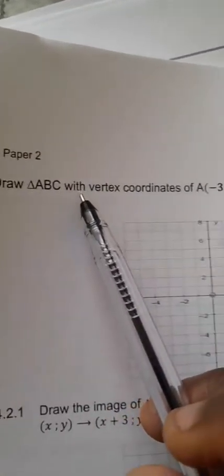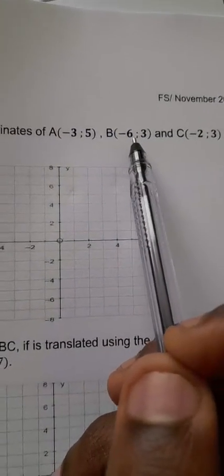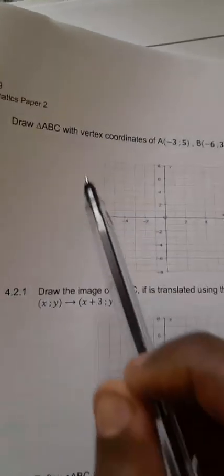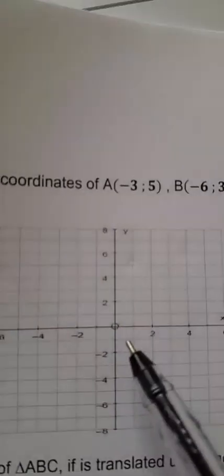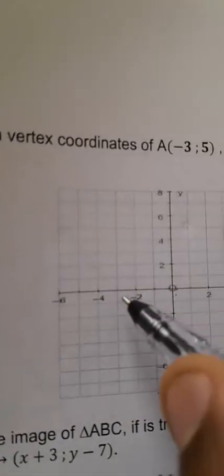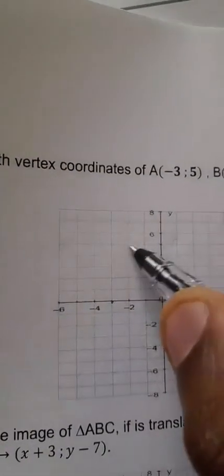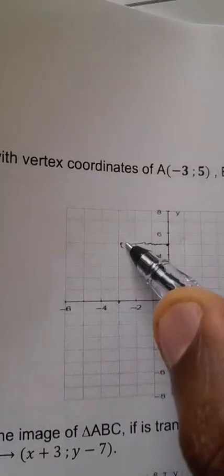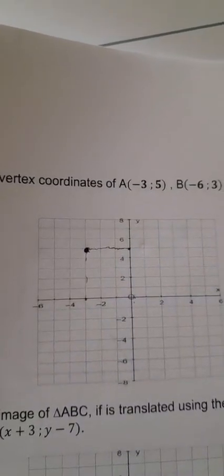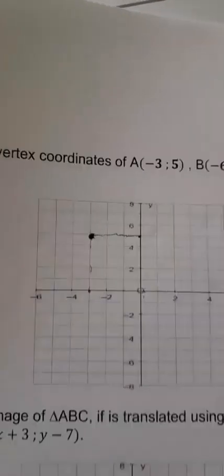Look at this. Draw a triangle ABC with vertex coordinates of A minus 3 and 5, B minus 6 and 3, C minus 2 and 3. Draw. So let's draw A minus 3 and 5. Where's X? That's negative 3. It's here. Where is 5? That is Y. We are here. Where do they meet? They meet here. So there they are.